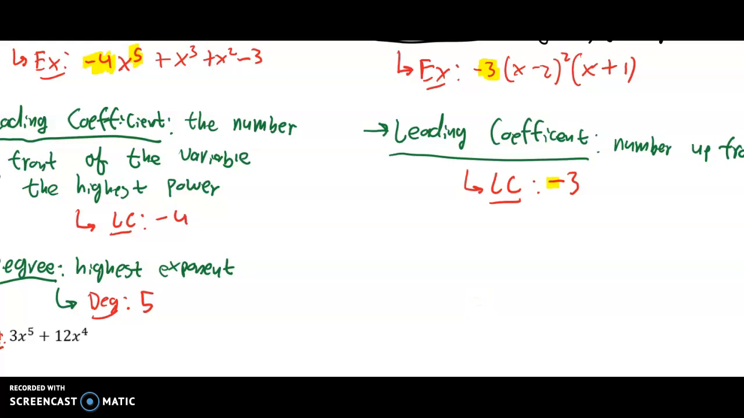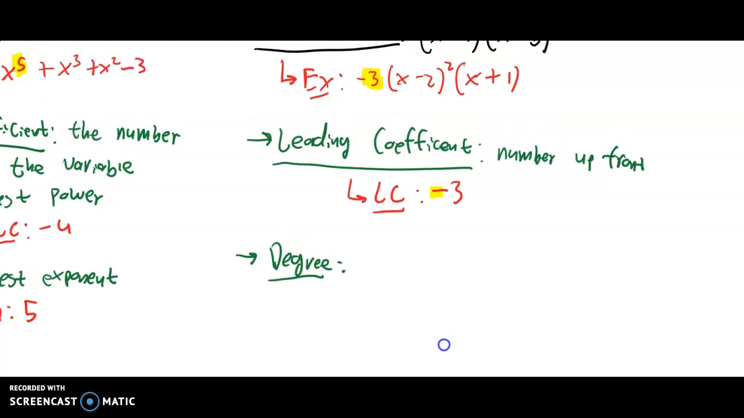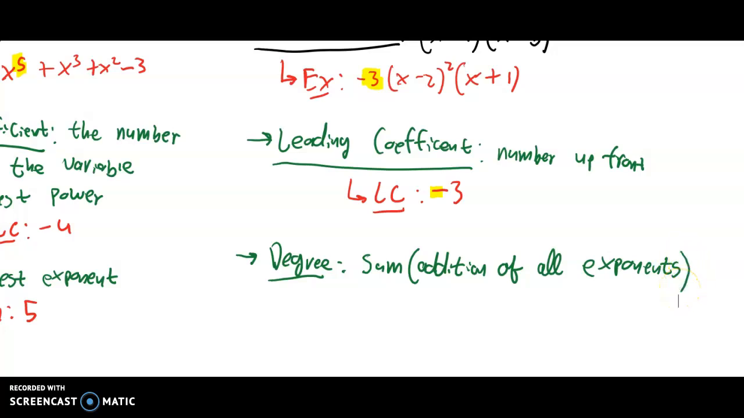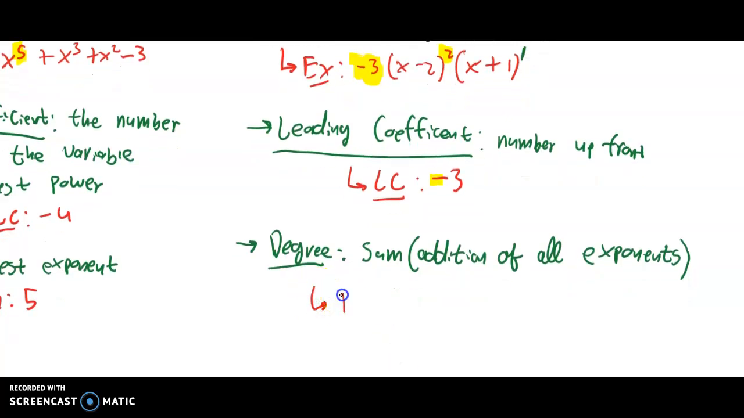Great. And then, last but not least, we have degree in factored form, which is the sum, the total of all the exponents. So remember, sum means to add. So it's the sum, addition of all exponents. You got to be careful. Let's make sure we spell this right. Exponents. We need to be careful and look out for invisible exponents. So this negative 3 up front has no exponent because it has no x. Right here we have a 2, and then up here is an invisible 1. So our degree is just the sum of 2 and 1. So the total degree here is 3.